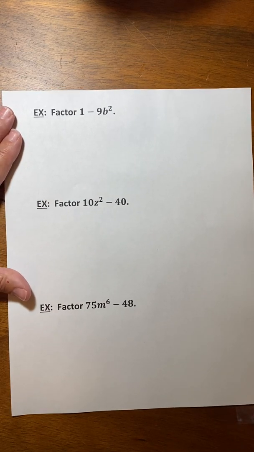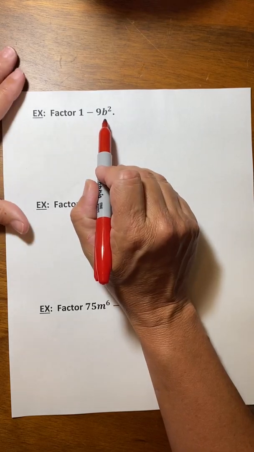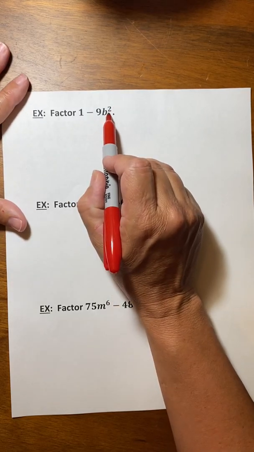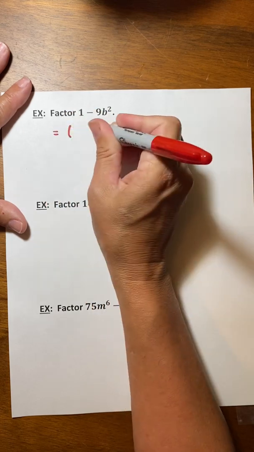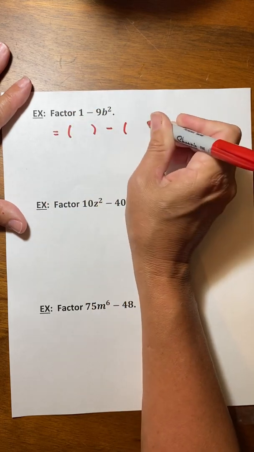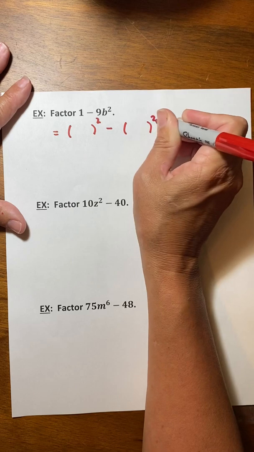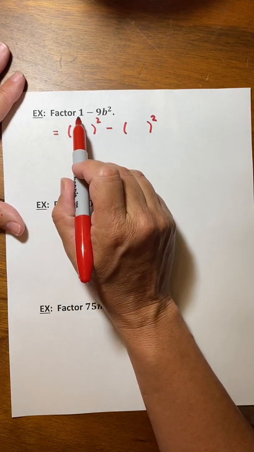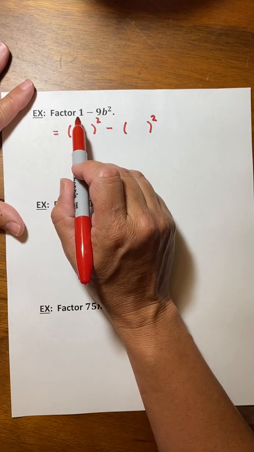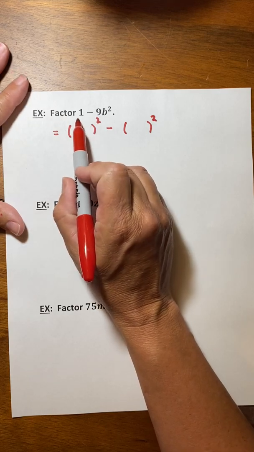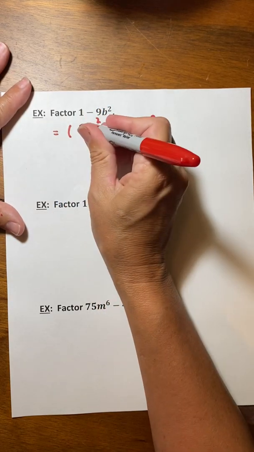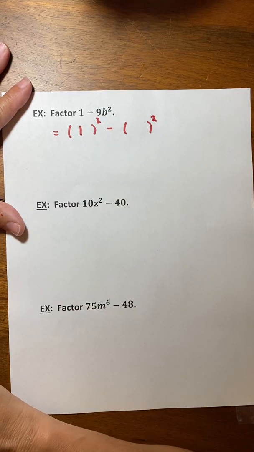All right, let's look at 1 minus 9b squared. I see a square, I see a minus, so I ask myself, can I write this as the difference of something squared minus something squared? Now, 1 is one of the trickiest numbers because its simplicity can be complicating. I know that sounds silly, but it's true. Don't forget that 1 is itself squared. So 1 can actually be written as 1 squared.